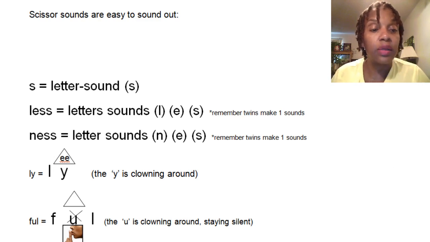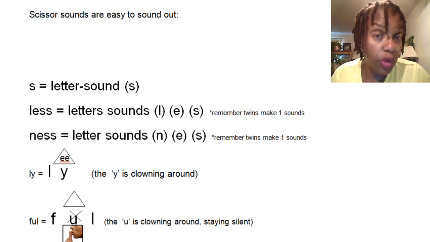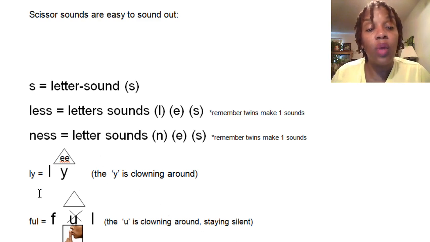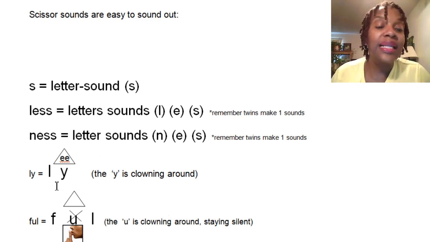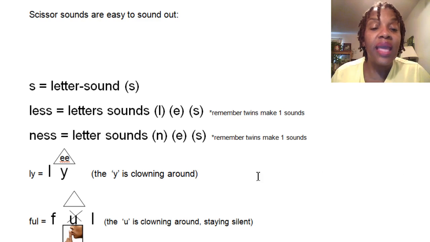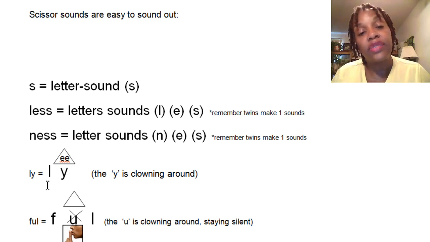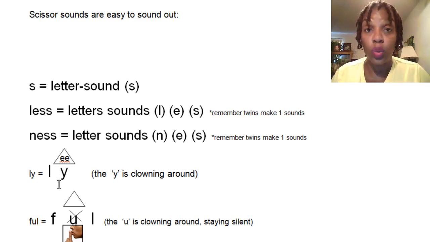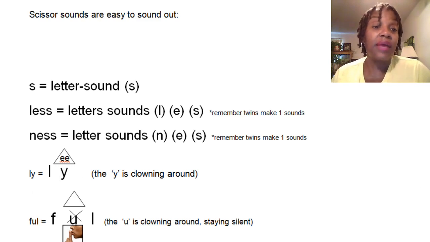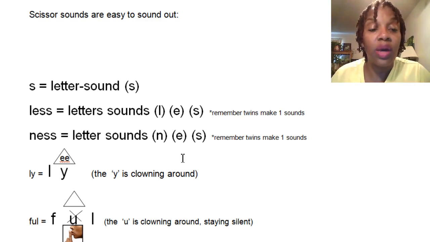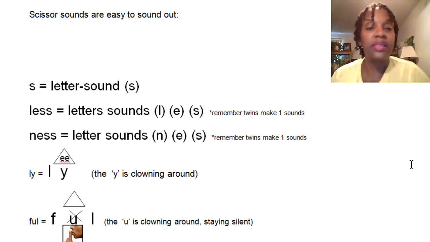The next scissor sound code that we're going to learn today is ly, and ly is pronounced lee, lee. And if you look at the screen here, the letter Y in this scissor sound, it's clowning around, okay? And it's sounding like E. E, like 2 vowels go walking. The first one does the talking, sounds like E. So when you see ly at the end of the word, we're going to learn how to snip it off.